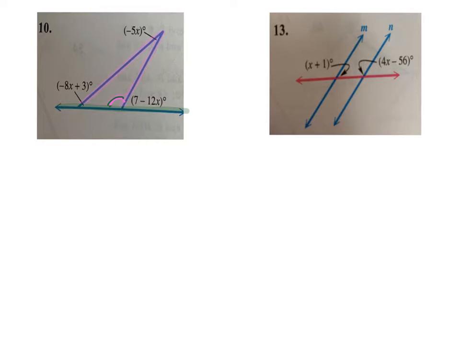Let's focus in on the triangle first. So I know that this triangle has to be equal to 180 degrees, right? Because it's a triangle, all the angles have to add up to be 180. So if I wanted to find this angle here, I would just take 180, subtract this from 180, and also this from 180, and whatever's left over goes here. So what that might look like is 180 minus negative 8x plus 3 minus 5x.